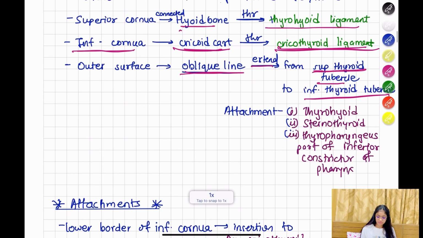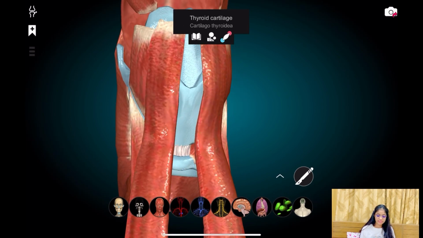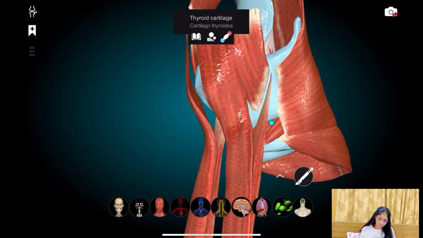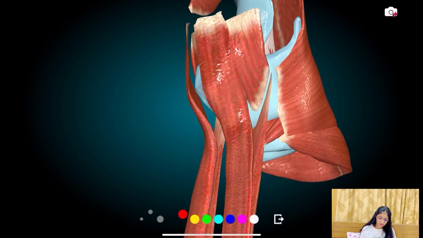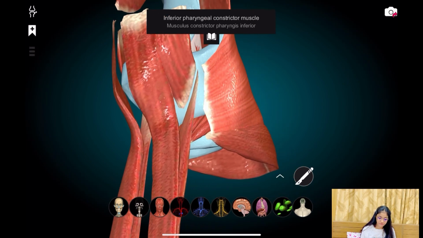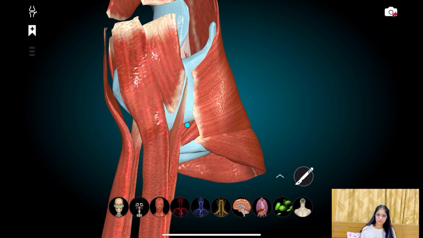Attachment. See, this is what I was telling. Attachment: thyrohyoid, sternothyroid and thyropharyngeus part of inferior constrictor muscle. Okay, this is thyroid cartilage, and the oblique line. This was the oblique line somewhere. So it gives attachment to three muscles. This is thyrohyoid, this is sternothyroid, and this is inferior pharyngeal constrictor or thyropharyngeus part of the inferior constrictor.